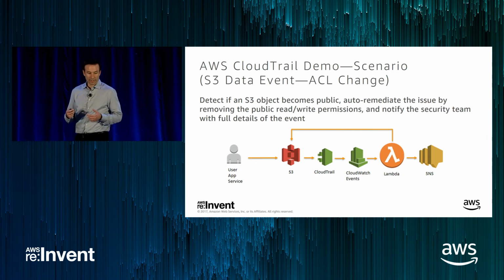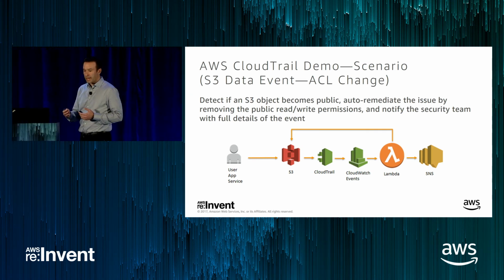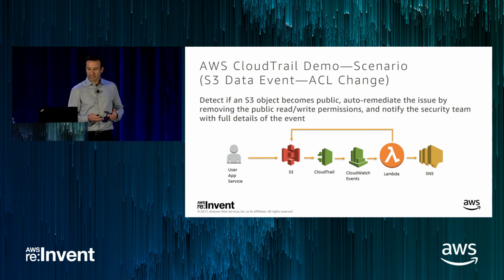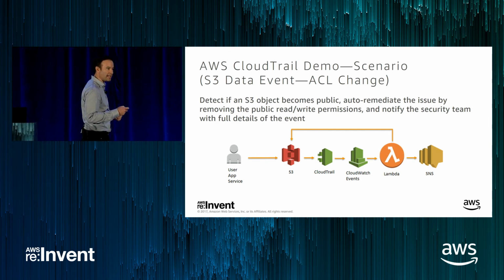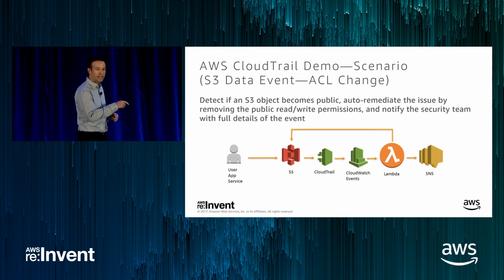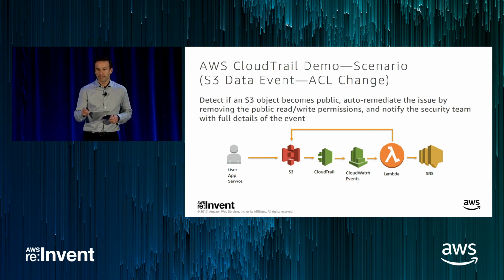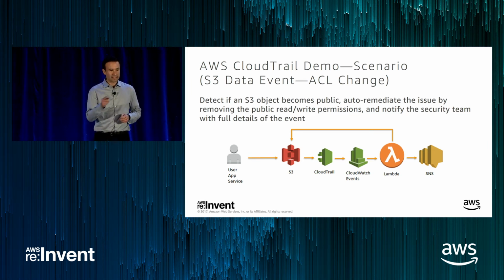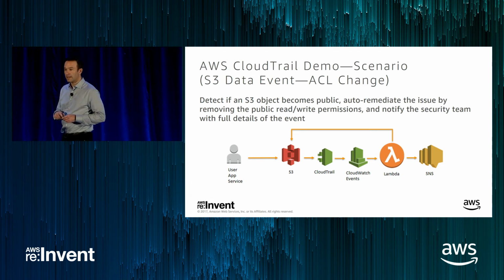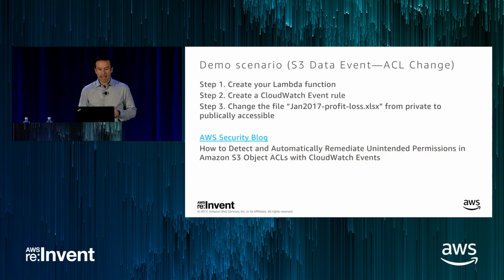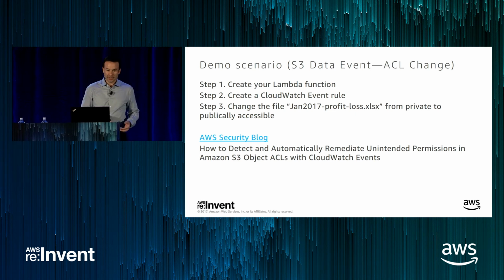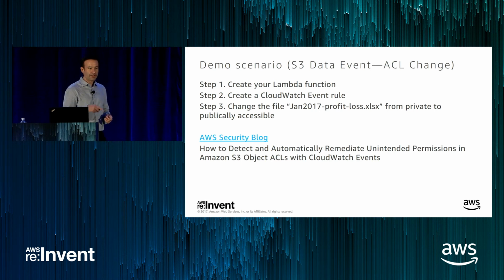So we'll have CloudTrail monitor our finance document, send those events to CloudWatch events. We'll run a Lambda function on that. And if we have any that flip from private to public, we'll actually auto-remediate that, set it back to private, and we'll send off an email notification to our security team. And these are the steps that we'll go through. We'll quickly create or review a Lambda function. We'll create a CloudWatch event rule, and then we'll make a change and see it in action.